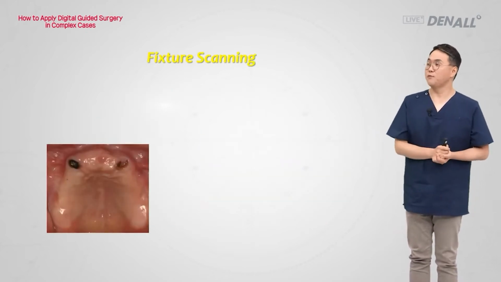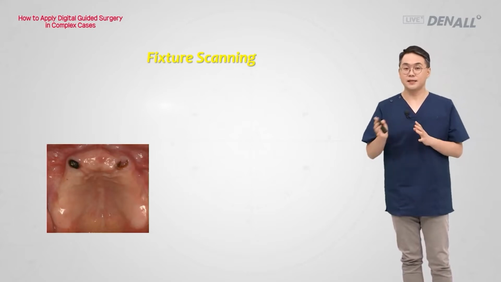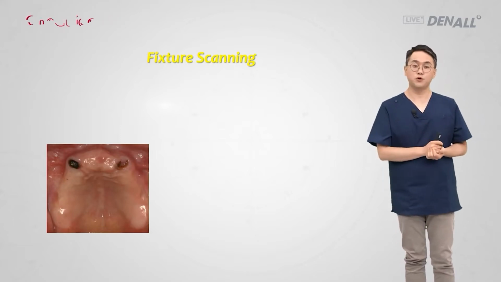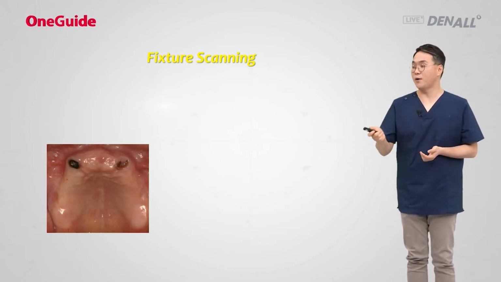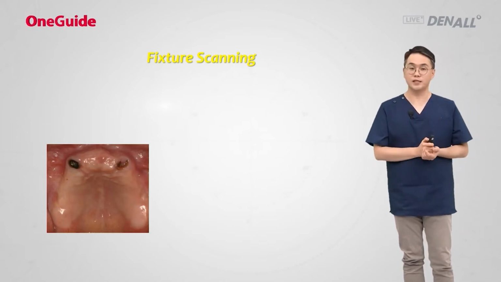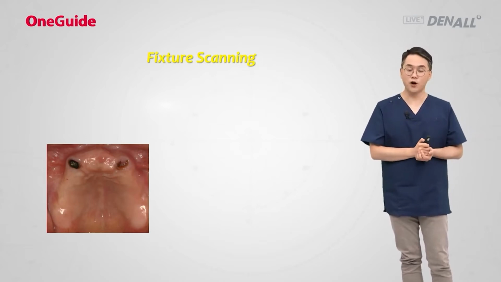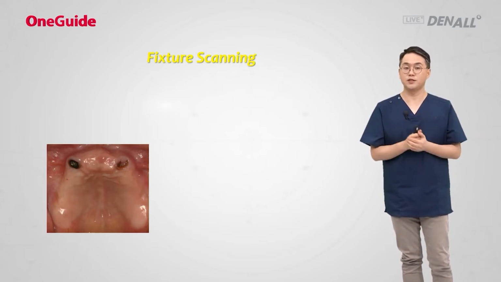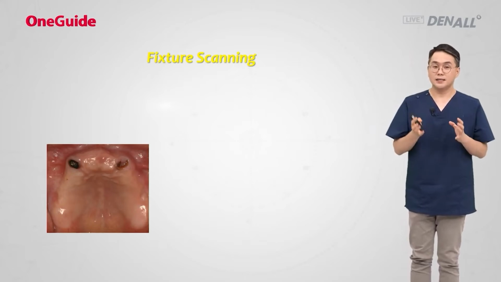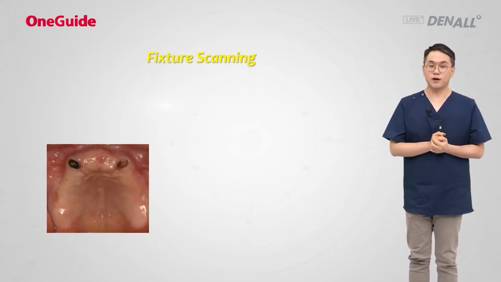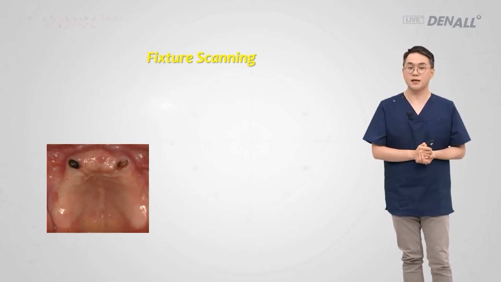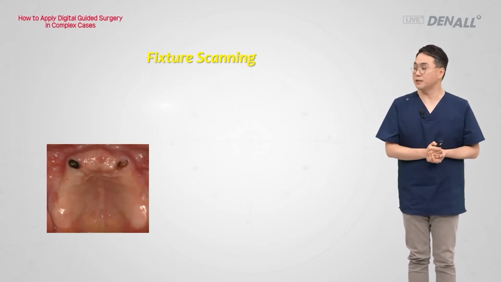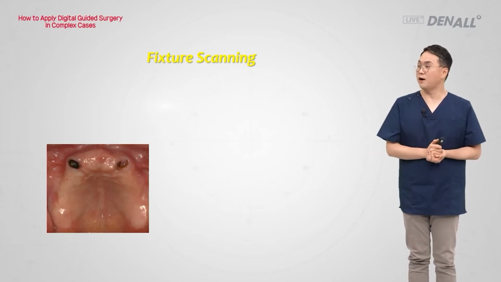So when I consulted on the Osstem OneGuide, the method which was developed together as a protocol is the fixture scanning technique. In this completely edentulous patient, they can be attached with resin. But if that cannot be done, or even if they are attached directly with resin, they can fall off while taking CT images or impressions. To solve the issue, the fixture scanning technique was devised.